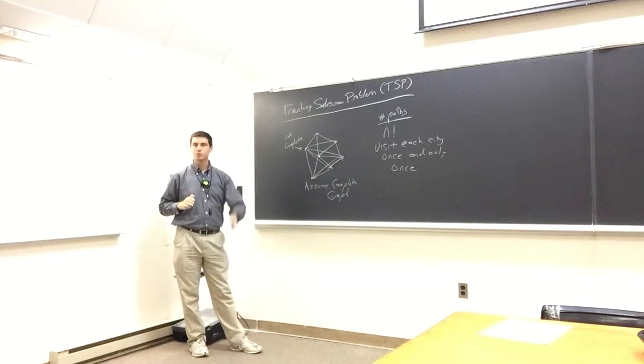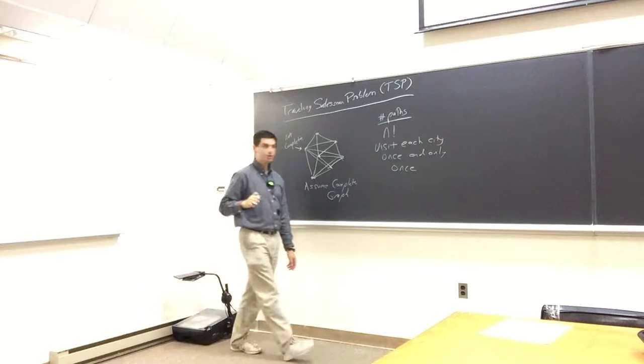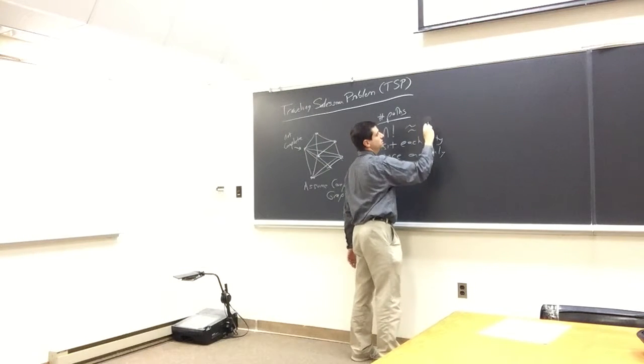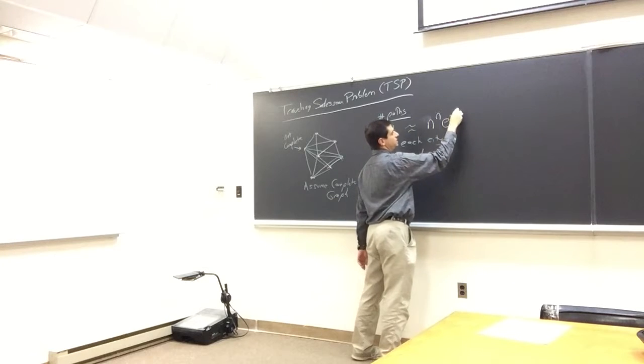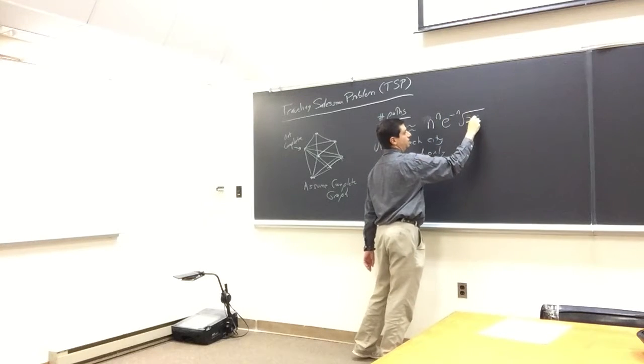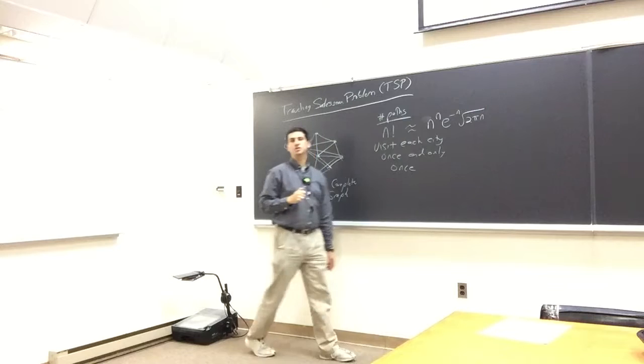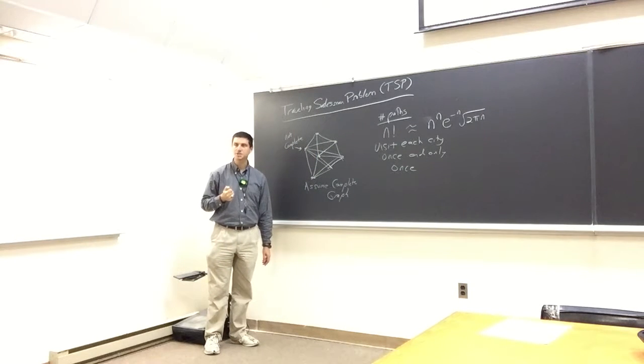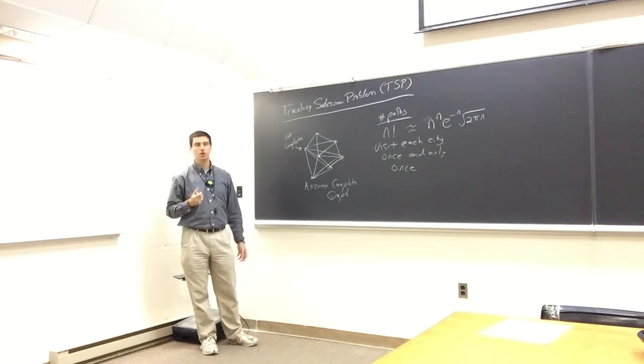And since we don't have to return to where we started, I think it's n factorial. Now, Stirling's formula tells us n factorial is approximately n to the n, e to the minus n, square root of 2 pi n. If anybody's interested in either proving this or seeing ways to get good approximations to this, let me know. We will be doing this in probability. There's a lot of great ways.